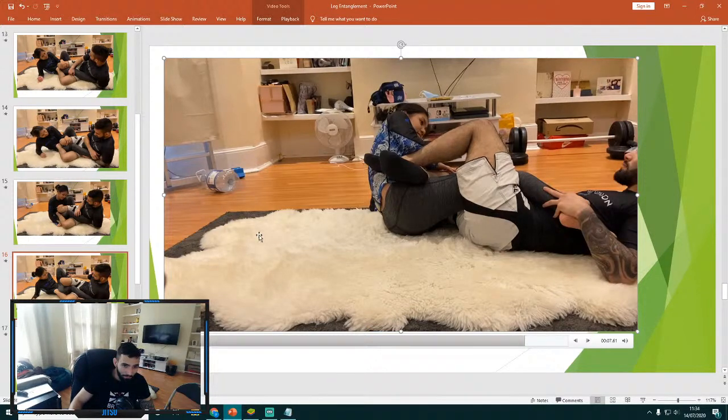Very good. Again, an easy way to remember, anytime you're reaping someone's knee, that usually means it's the weak side. Not allowed to do this in gi, just remember that.